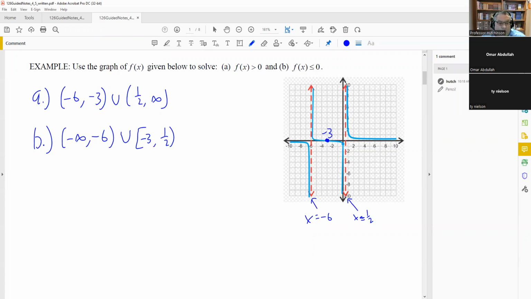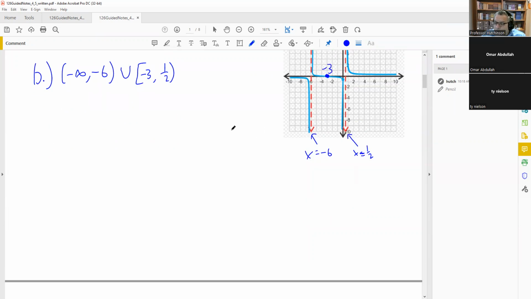Okay, so this will end up being our answer. You do have to have a bracket on -3 for sure, because there's no division by 0 there. It's an actual point on the x-axis, got to be included. That's why, less than or equal to 0, that's definitely needed there. And so this is going to be your answer. Okay. Next one.